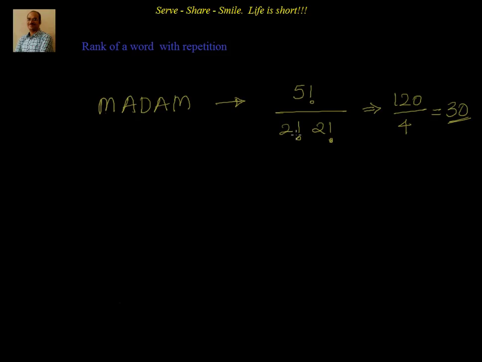So we should be very clear that whenever the letters are repeating, we should divide by how many times each letter is repeating. Now, with this understanding, we can easily find out the rank of a word with repetition. Let's take an example and try to solve it. We'll do more in coming sessions. In this session, we will do a couple of examples.